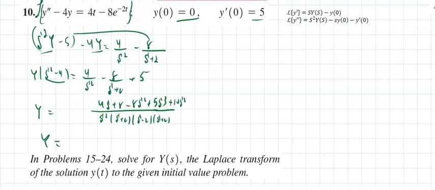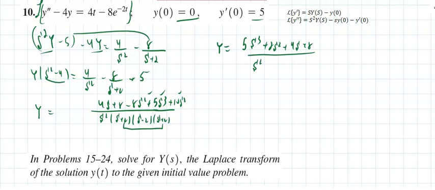So altogether, y is, and if I put this in order, that will be 5s cubed. Actually, I could put that here because I'm not going to show how it works. So let's see. Y is going to equal 5s cubed plus 2s squared plus 4s plus 8 over s squared times s plus 2 squared times s minus 2.